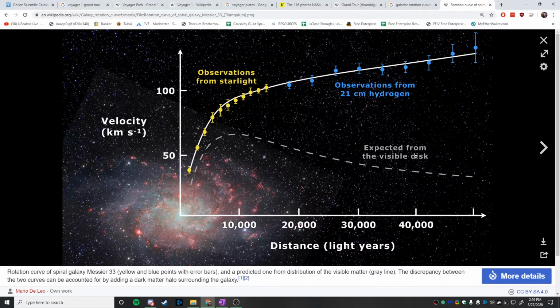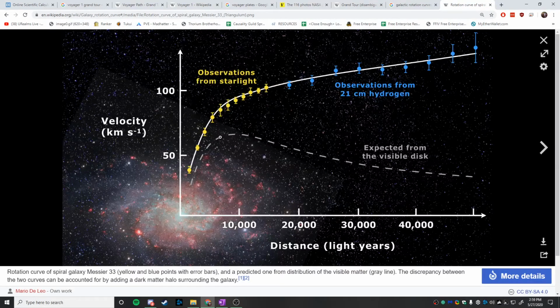So what is this picture showing us? This is the spiral galaxy Messier 33. The yellow and blue points are with error bars. And I predicted one from a distribution of the visible matter, the gray line. Now, I told you the curve was supposed to look like this, and it actually looks like this. This is expected from visible disks, so I kind of lied to you a little bit, but I was trying to just paint a picture. You can notice that the curve should fall off, right? This is the key thing here.